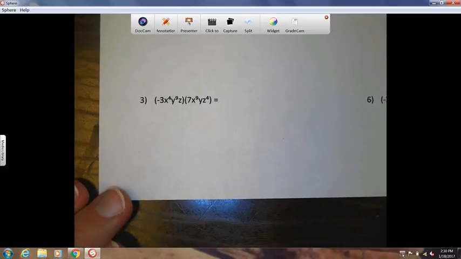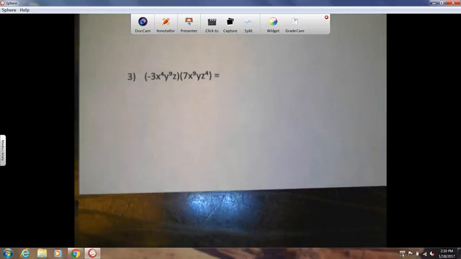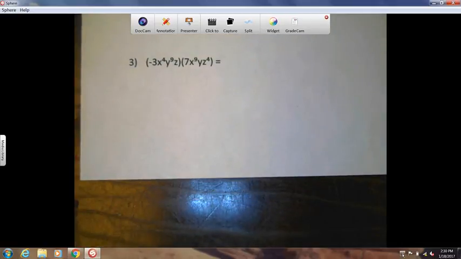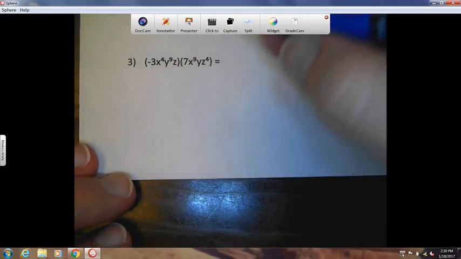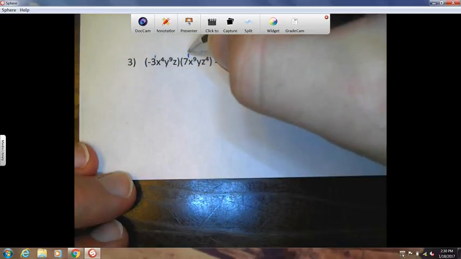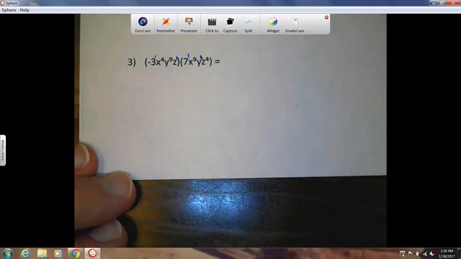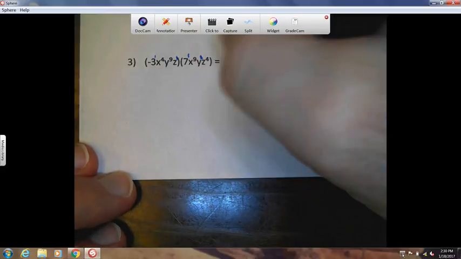So I'm showing you the steps in order to solve this. So for number 3, it's multiplication. So what I'm going to do is make sure everything has an exponent so I don't get confused. Z to the first, y to the first. Those are your common mistakes. Make sure you remember z to the first and y to the first.